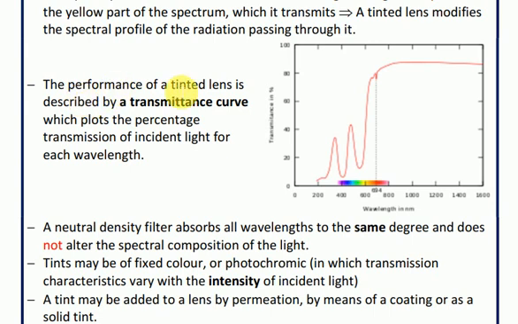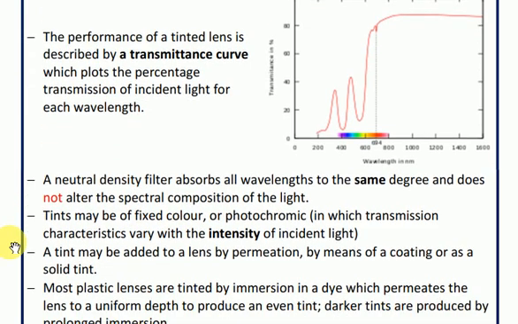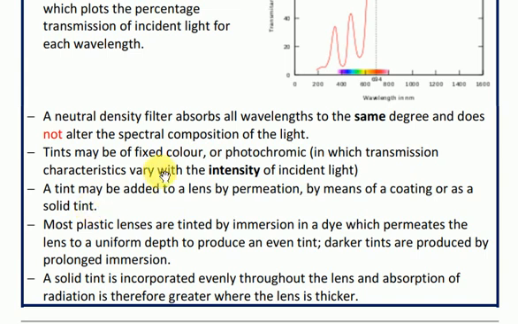The performance of a tinted lens is described by a transmittance curve, which plots the percentage transmission of incident light for each wavelength. This is the wavelength and this is the percentage transmission. A neutral density filter absorbs all wavelengths to the same degree and does not alter the spectral composition of light. Tints may be of fixed color or photochromic, in which transmission characteristics vary with the intensity of incident light.